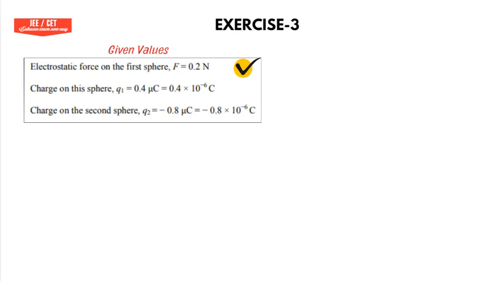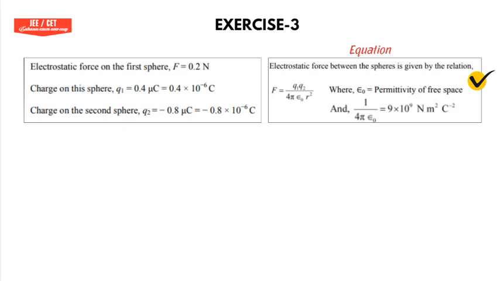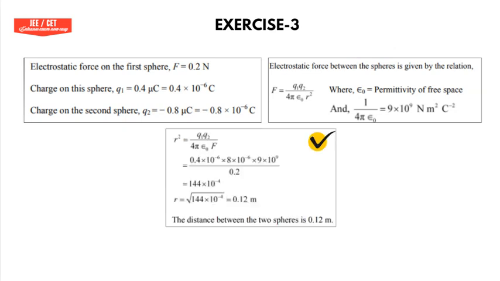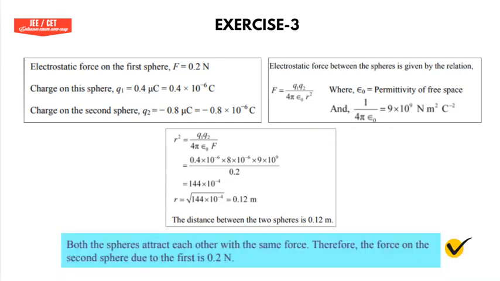on 2 separate spheres. Use Coulomb's law equation F equal to Q1 Q2 by 4 pi epsilon 0 R square. In the equation, all parameters are known except R. Substituting the values in the equation, you will get the distance between the two spheres R equal to 0.12 meters. Both spheres attract each other with the same force, so the force on the second sphere is equal to 0.2 Newton.